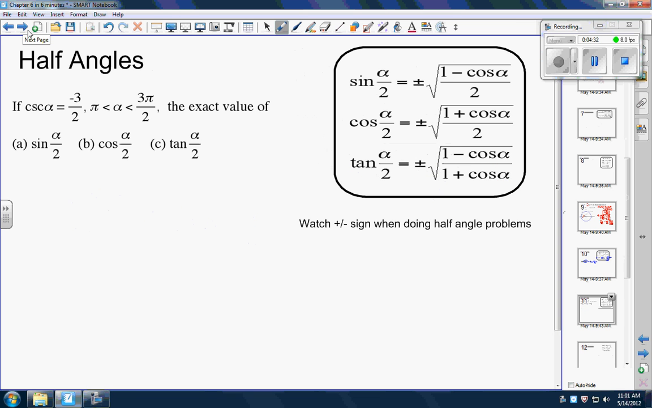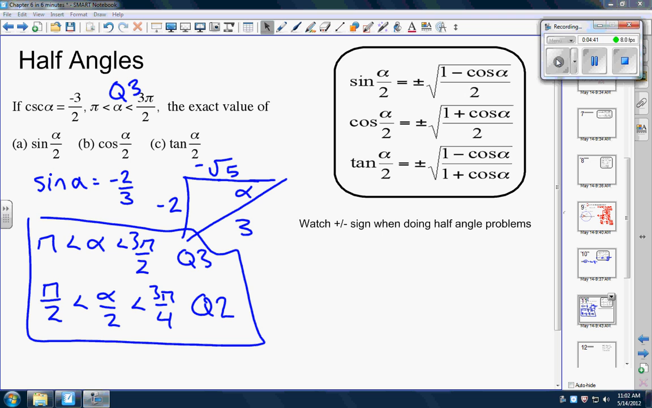One thing with the half angles here is this kind of problem. So I'm telling you a cosecant and I'm telling you a quadrant, and then I want you to do a half angle. The one thing you got to watch out with half angles is where you get your positive negative sign. So if I know here's where alpha is, if I have to do a theta over 2 or alpha over 2, make sure you divide all of these by 2. So alpha is in quadrant 3, you divide these by 2. Alpha is now in quadrant 2.